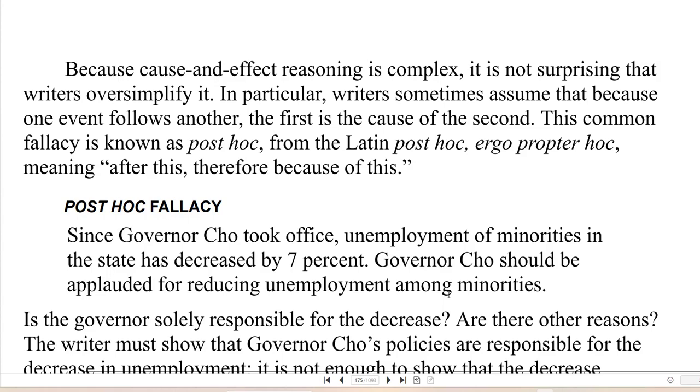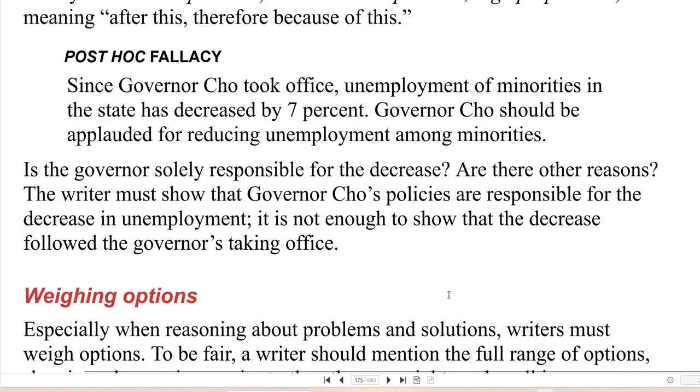So here's an example of post hoc fallacy. Since Governor Cho took office, unemployment of minorities in the state has decreased by 7%. Governor Cho should be applauded for reducing unemployment among minorities. Is the governor solely responsible for the decrease? Are there other reasons? The writer must show that Governor Cho's policies are responsible for the decrease in unemployment. It is not enough to show that the decrease followed the governor's taking office.